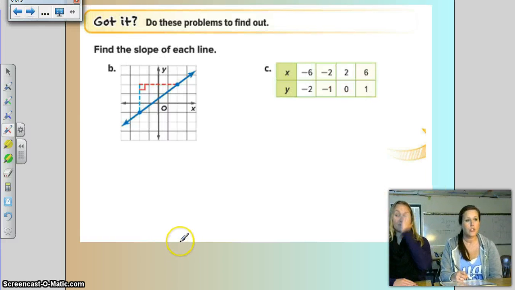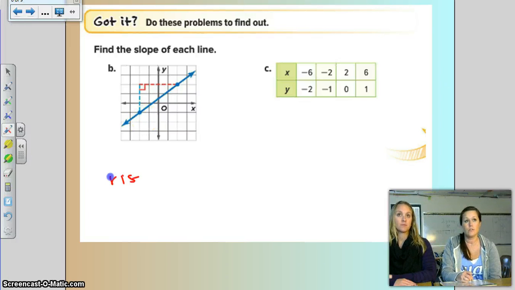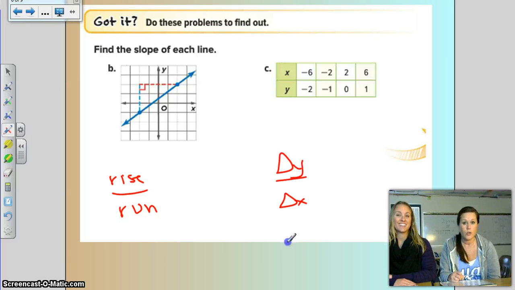So now we're going to try. They've already given you the rise and the run, so you're going to do rise over run. And here you're going to do the same thing, or change in y over change in x. You got it. Go ahead and pause now, and we'll come back with the answers in a second.